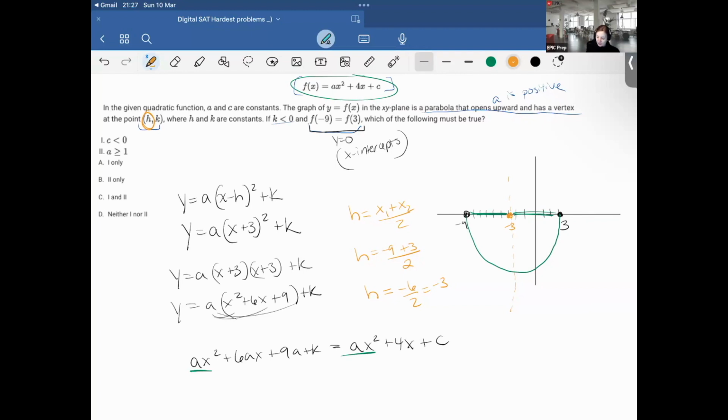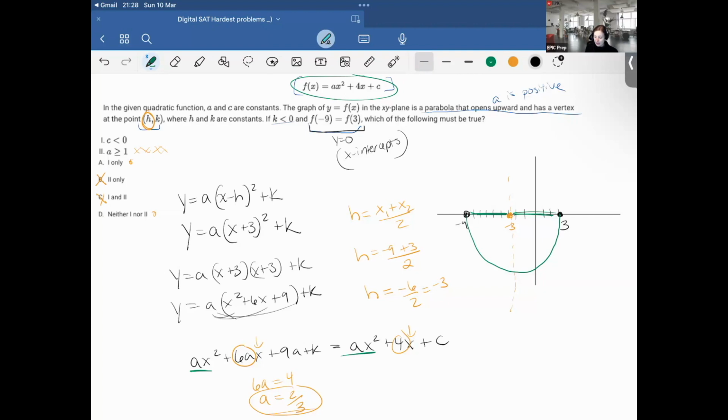Likewise, look at the coefficients to guide you. The 6a must be equal to 4. So if 6a is equal to 4, that means a is equal to 2/3. So a is greater than or equal to 1? No, not true, it's 2/3. So I know 2 is not true, so can't be B and can't be C. So I already have a 50-50 chance of getting this one correct.